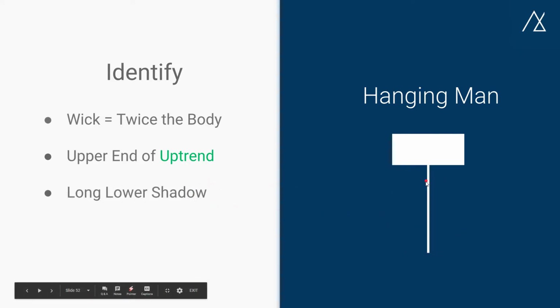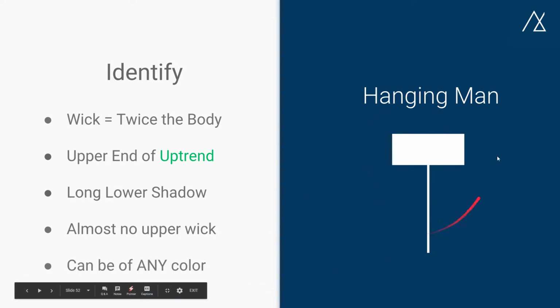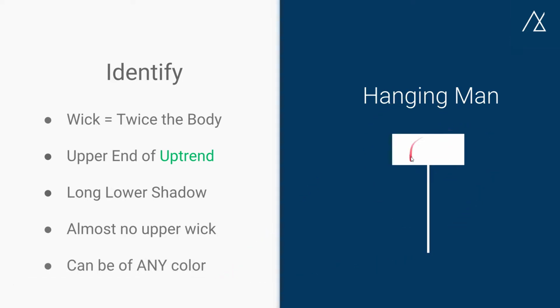There is a long lower shadow, and then there is no or almost no upper wick. It is very difficult to observe the exact or precise hanging man, but there is very little upper wick. And it can be of any color. It can be bearish or bullish, that is green or red.